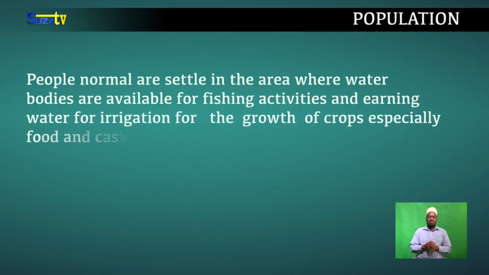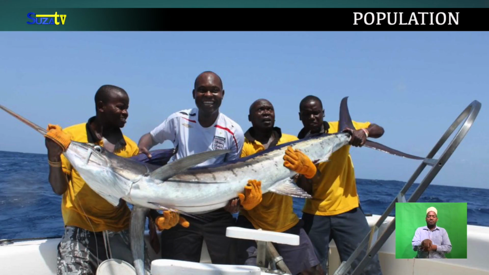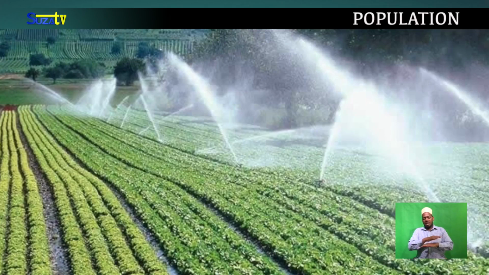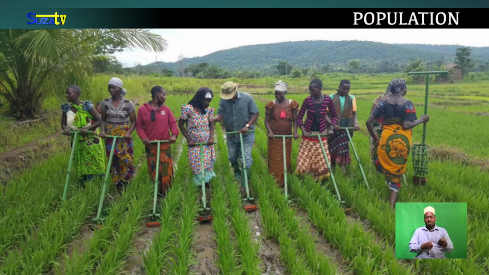People normally settle in areas where water bodies are available for fishing activities. That is another factor which makes people live in a particular area, and in other areas there are few people. Also water for irrigation, for the growth of crops, especially food and cash crops. So another factor is that a water body available in the area can influence people to live there or to participate in different activities concerning the water bodies.